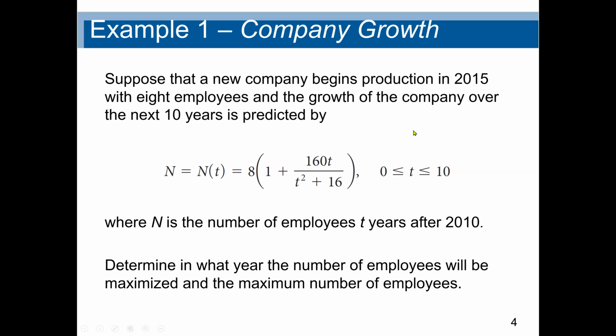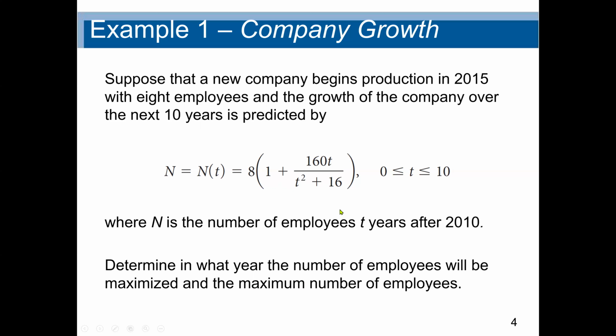We know that as a company grows, the number of employees will also increase. So this is our equation here. It will give us the prediction of the number of employees we may have between the years 0 to 10. So now the question said, determine in what year the number of employees will be maximized and the maximum number of employees.